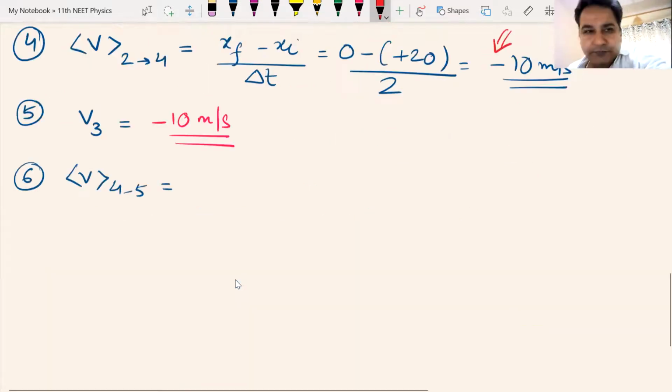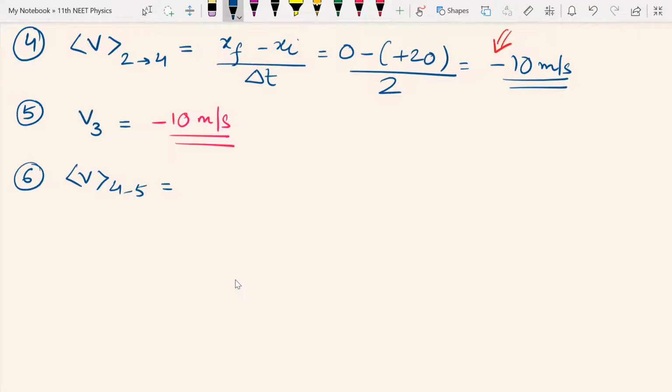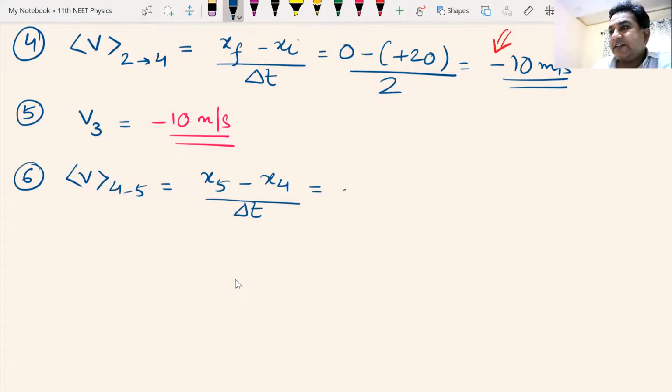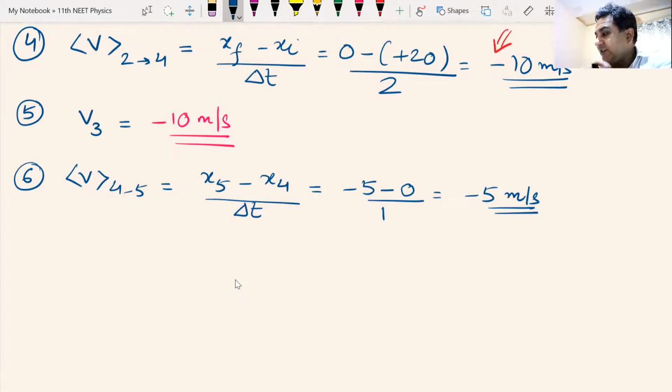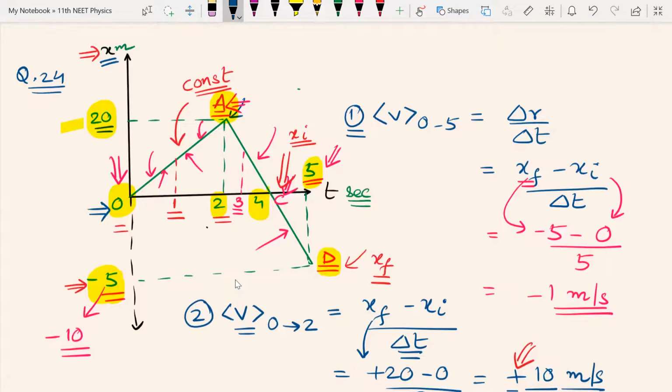We'll get the answer now. Average velocity from 4 to 5: you can write position at 5 seconds, which is the final, minus position at 4 seconds. Am I clear with this concept? Anyone with a doubt, please raise your hands. For the average velocity, we have found the total displacement and divided it by total time. To find the total displacement, we have subtracted the initial position from the final position.